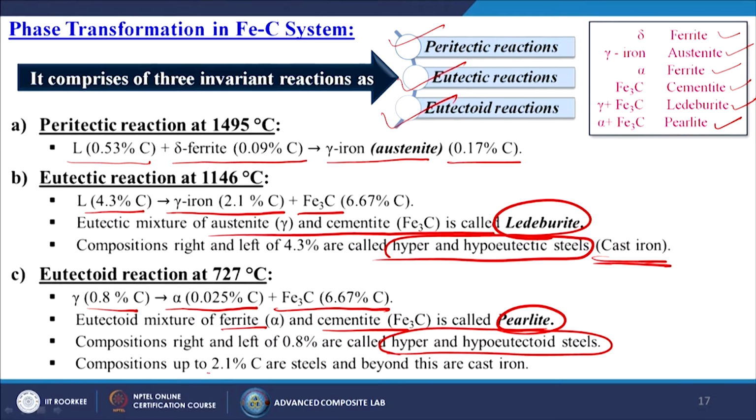Compositions up to 2.1% C are steels and beyond these are cast iron. So, simply by the presence of carbon with temperature, we can get different materials like stainless steel, cast iron, and mild steel. So, this can be achievable. Now, we are going into the details about the microstructures.